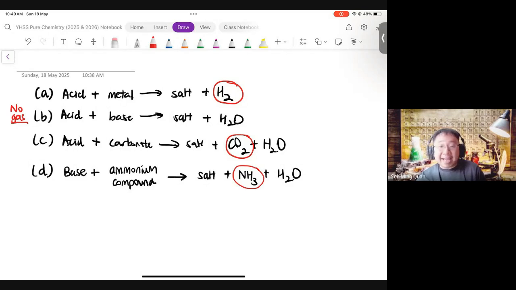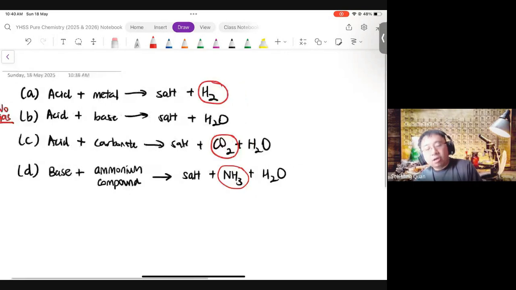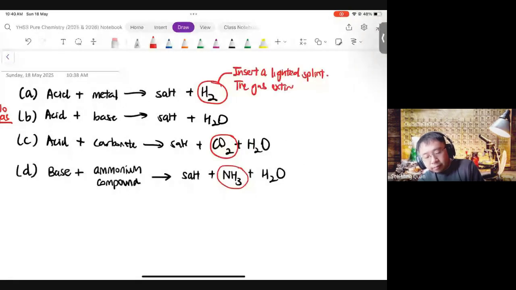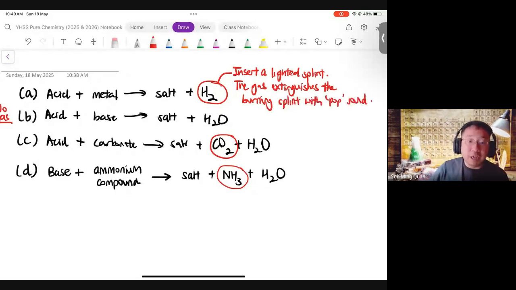Next, you need to know the tests for these 3 gases and the observations. When we ask you to describe the test, we don't just mean describe the test. You must state the test and the observations. Hydrogen is a good example. Describe the test for the gas hydrogen. Insert or place a lighted or burning splint. The gas extinguishes the burning splint with a pop sound, right? Or lighted splint with a pop sound. Lighted and burning means the same thing. Okay, so this is what you learned in Sec 2.